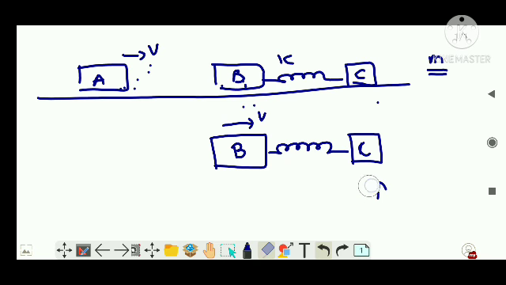Till when does this process happen? Till velocity of B equals velocity of C. Because once the velocity of B and the velocity of C become equal, there is no further compression. That is the maximum compression that can happen in the case of the spring. I hope you understood. See, B's velocity is v. It is moving in this direction, only B.